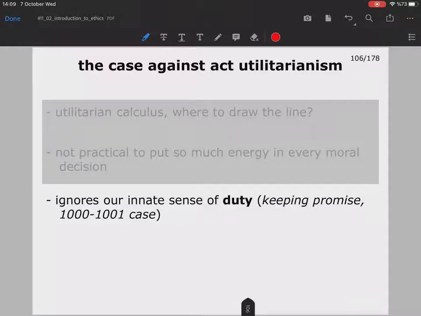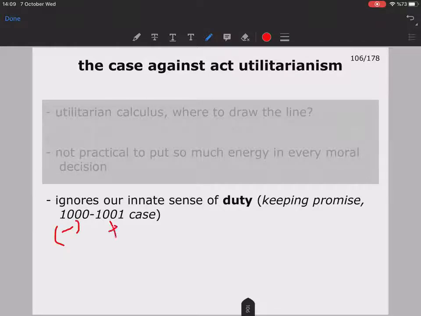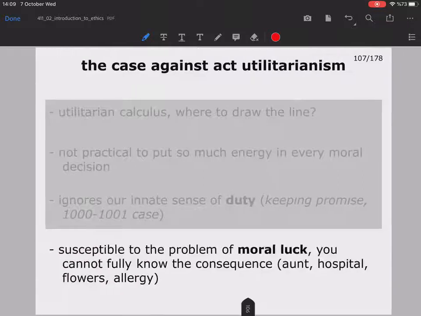For example, in a particular situation, let's say there will be a negative side, and this is the positive side of breaking your promise. You will choose this one, and this action is right here. But it will ignore our innate sense of duty. Some actions can be universalized. It ignores that because it just focuses on the particular result of that case.